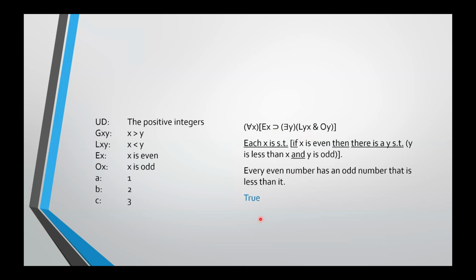And that's true, right? For every even number, I mean, well, the smallest one of them is two, right? Two is greater than one. So one is less than two and one is odd. In fact, one is less than all of the even numbers. So they all have at least one odd number that's less than them.